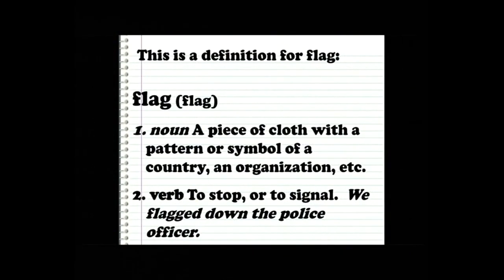So let's see how it is used as a verb. To flag is to stop or to give a signal. We flagged down the police officer. We raised a hand and signaled to stop the police officer. So that is also flagging down.